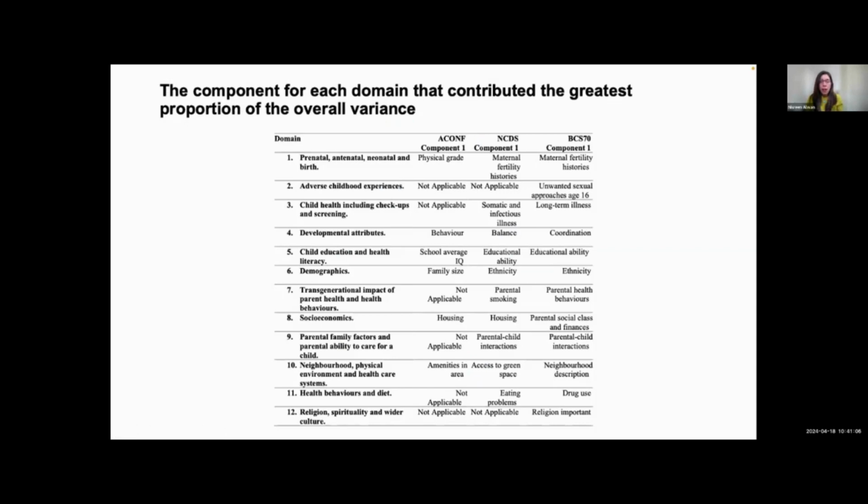So what we then did is map the three birth cohorts, ACONF, the Aberdeen cohort, the NCDS and the BCS70. And we tried to reduce the dimension of some of these domains. So you can see a list of the 12 domains here. And this is just to give you a flavor. We did some clustering using principal component analysis to give you a flavor of what were the main or the most important components in each of the data sets.